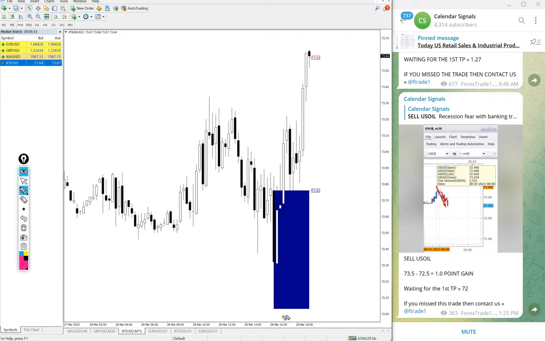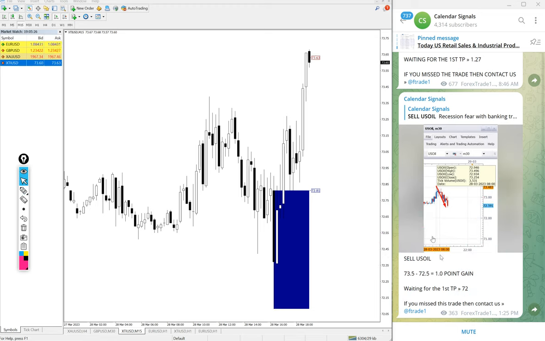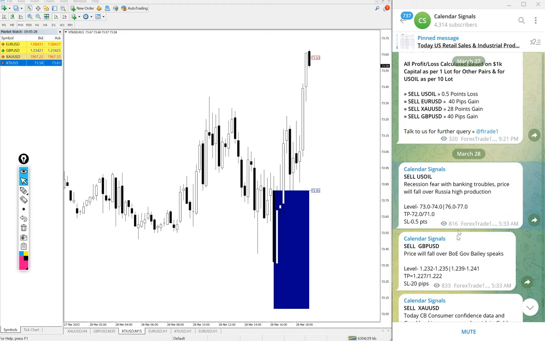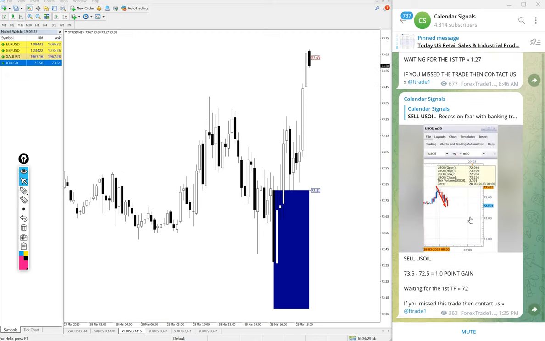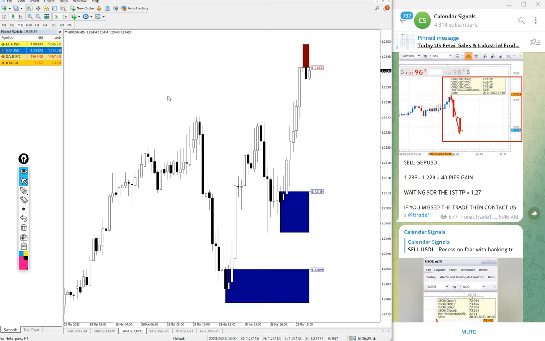Actually, after that it moved till 72. Given target already reached, 73.5 till 72. So 1.5 point gain, and given target also reached. You see the signal given message. Given TP, the first TP is 72, that is reached on sell US oil.